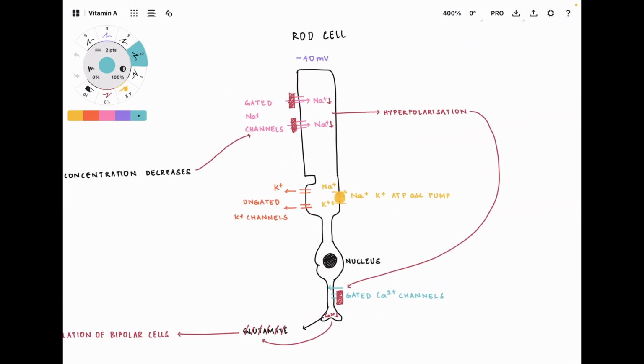Let's take a look at what is happening inside the rod cell. In the cell walls of the rod cell, we have several ion channels. The first one is gated sodium channels, which allow for the influx of sodium ions inside the rod cell. Next is the sodium potassium ATPase pump, which allows for efflux of 3 sodium ions and influx of 2 potassium ions. We have ungated potassium channels, which allow for the efflux of potassium ions. Next, we have gated calcium channels, which allow for the influx of calcium ions inside the rod cell.